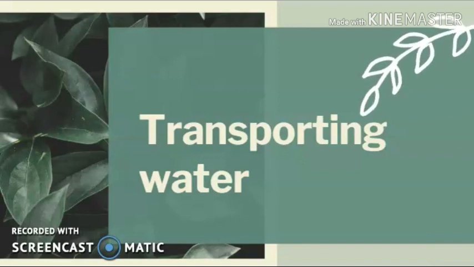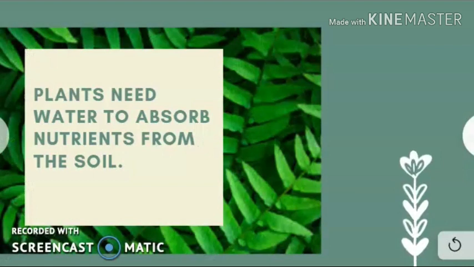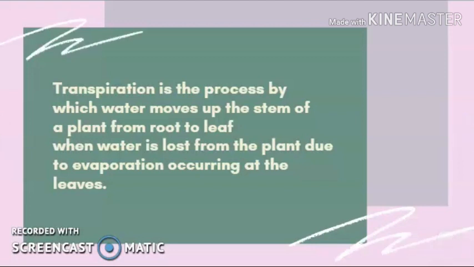Our topic for today is transporting water. Plants need water to absorb nutrients from the soil. Transpiration is the process by which water moves up the stem of a plant from root to leaf, when water is lost from the plant due to evaporation occurring at the leaves.